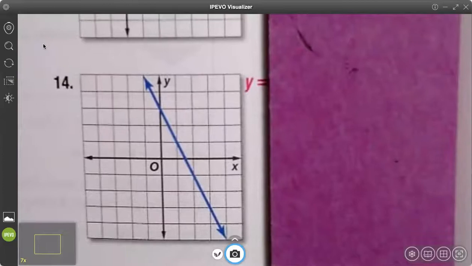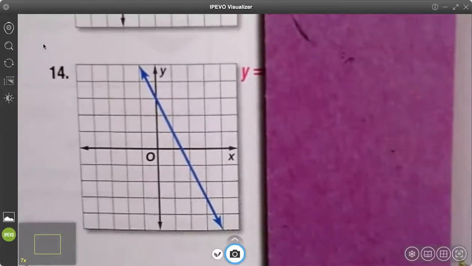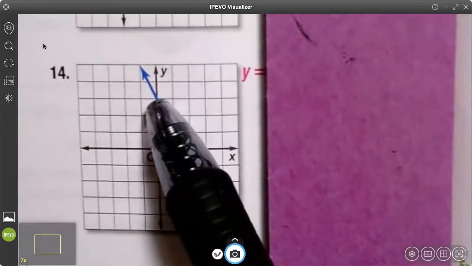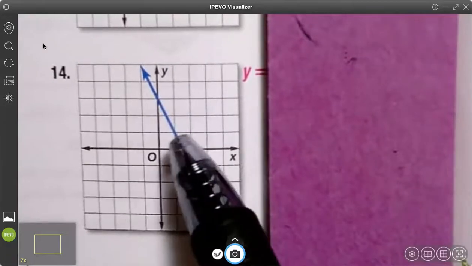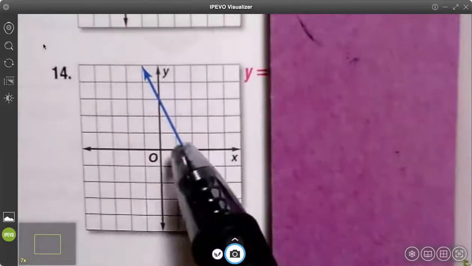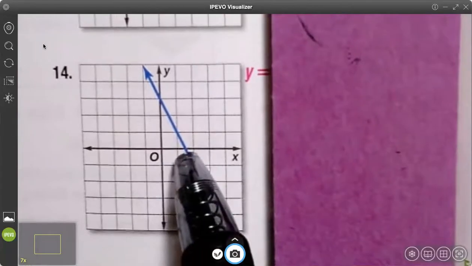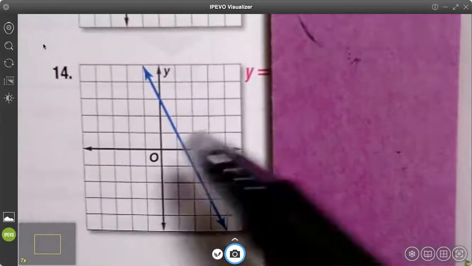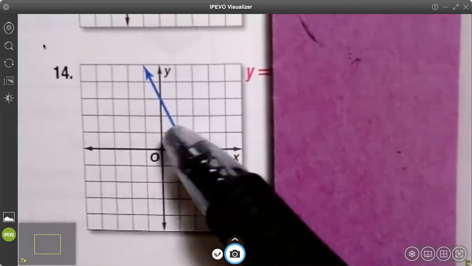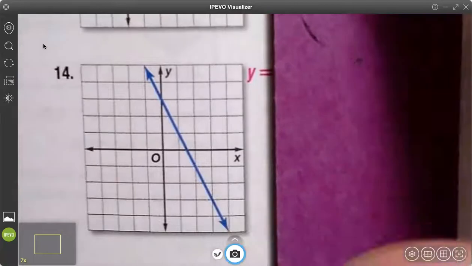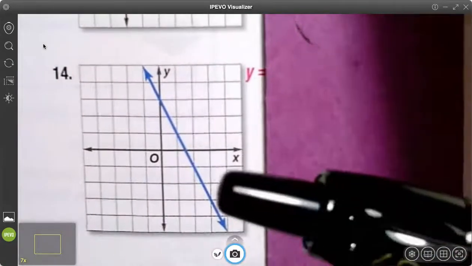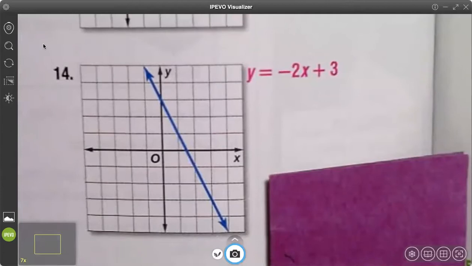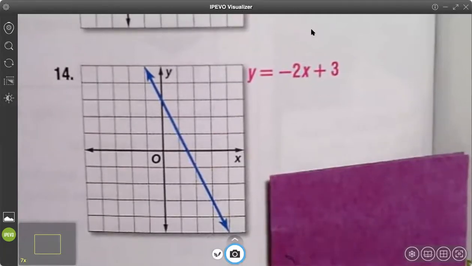Try number 14. I instantly know I have a negative slope. It goes through the y-axis at your y-intercept of 3. The next place it goes through is at your coordinate 1, 1. The x-intercept's 1.5, so I don't want to use that. It goes right through right here at 1, 1. So your slope is -2 over 1, -2 over 1, all the way down. Your slope is -2, your y-intercept's +3. Y equals -2x plus 3.